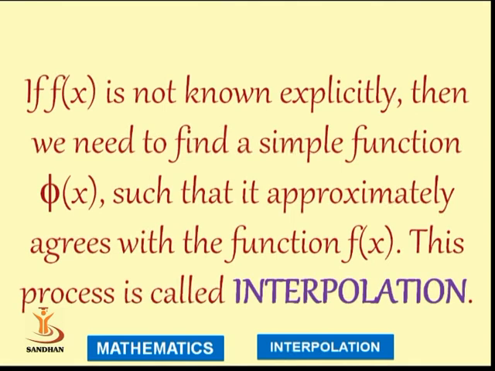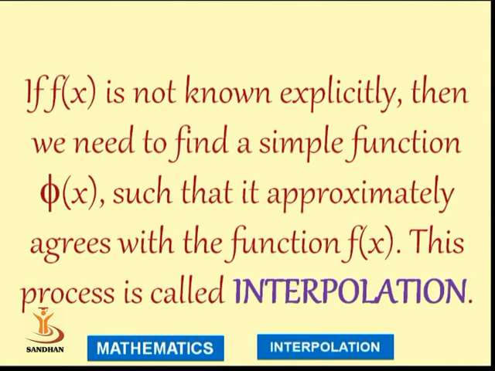And if f(x) is not known explicitly, we do not know what form the function is, then we need to find a simple function phi of x such that it approximately agrees with the function f(x). We do not know the form of f(x), but we approximately find a function that fits into phi of x. Then this process of fitting a simple function to the set of values is called interpolation.